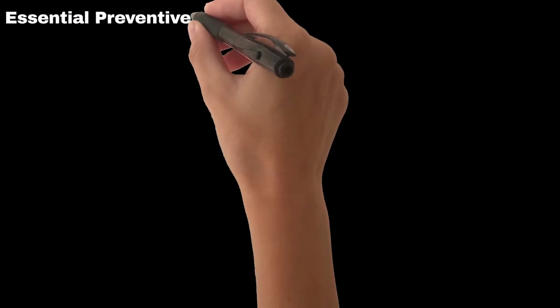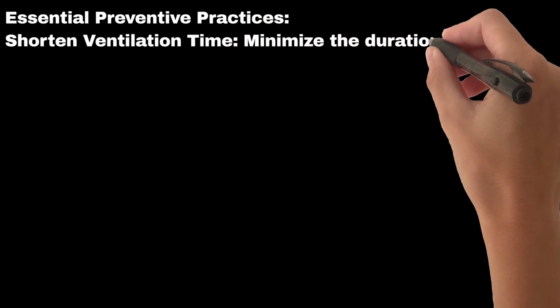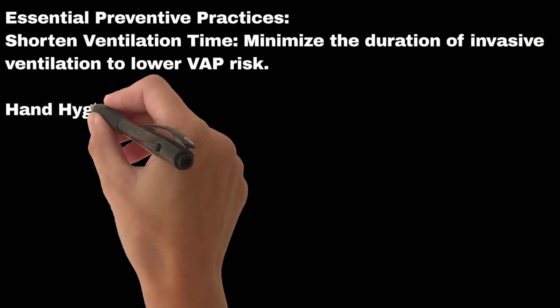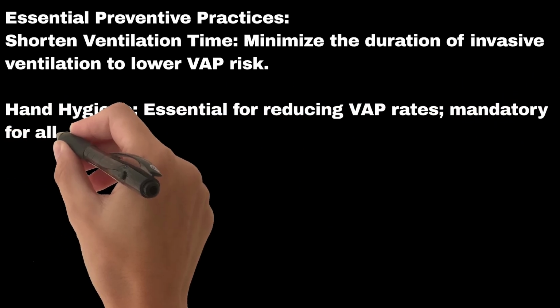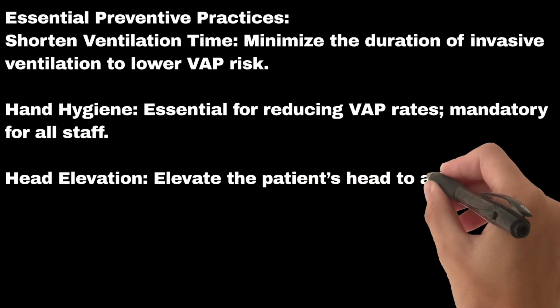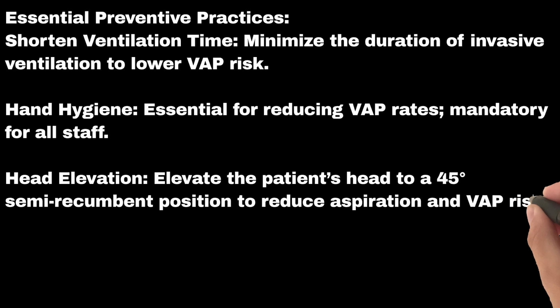Essential preventive practices: shorten ventilation time, minimize the duration of invasive ventilation to lower VAP risk. Hand hygiene, essential for reducing VAP rates, is mandatory for all staff. Head elevation: elevate the patient's head to a 45 degrees semi-recumbent position to reduce aspiration and VAP risk.